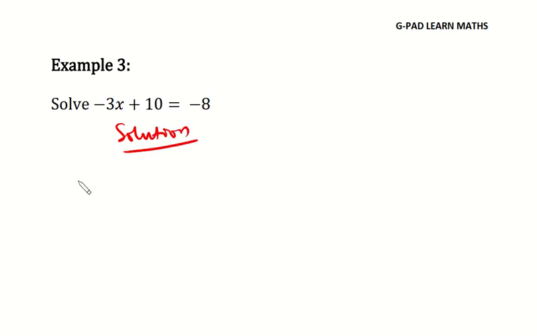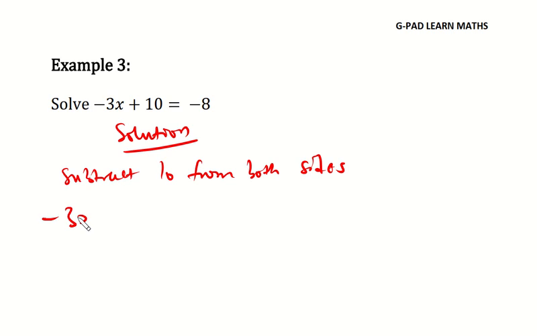So how do we solve this question? Now I'm going to subtract 10 from both sides so as to remove plus 10 from here. I hope you get the idea. So subtract 10 from both sides because of plus 10. If you have minus 10, you add 10 to it. So this will give me minus 10 and then minus 8 minus 10. I just succeeded in subtracting 10 from both sides.